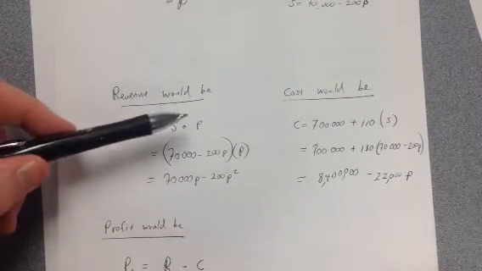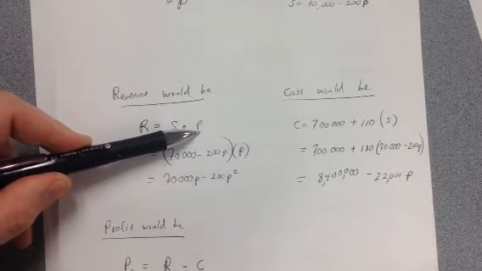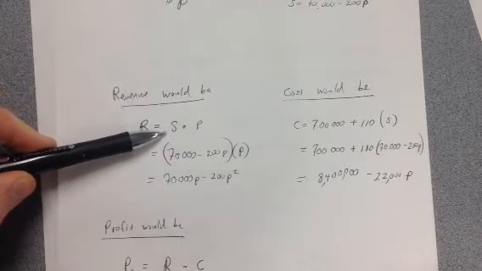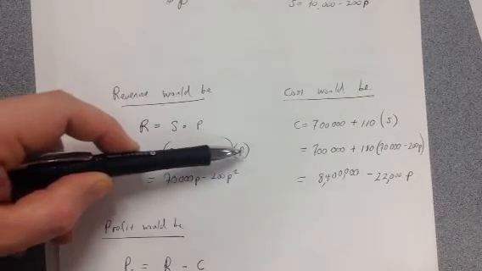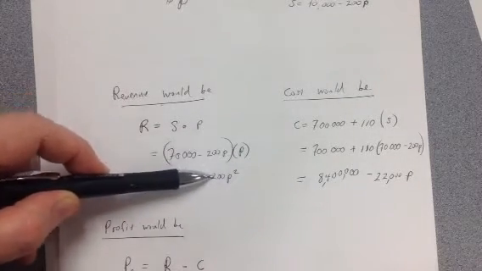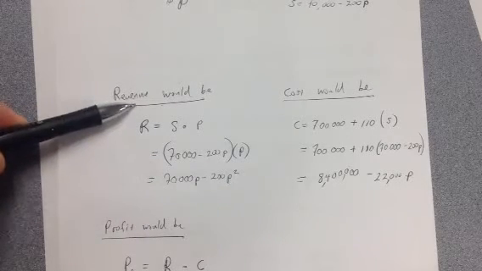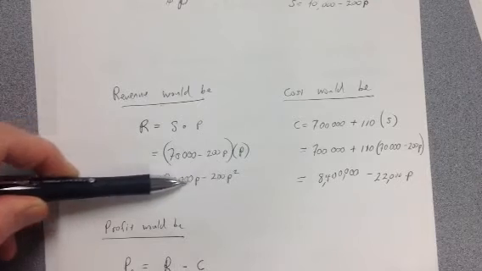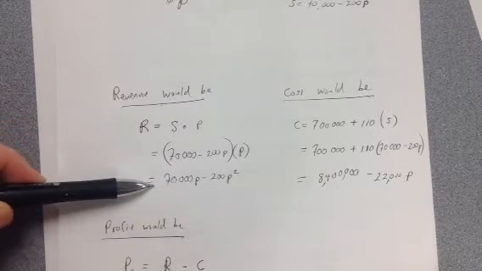Revenue will be the selling price times the number of sales. So the price times the number of sales, and the number of sales was given by 70,000 minus 200P, and the selling price was given by P. So this expression right here is a formula that will tell me my total revenue no matter what I set my price at. For example, $0 means zero revenue.